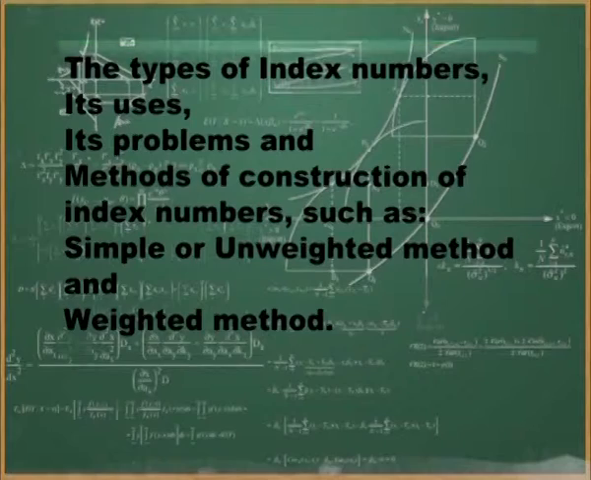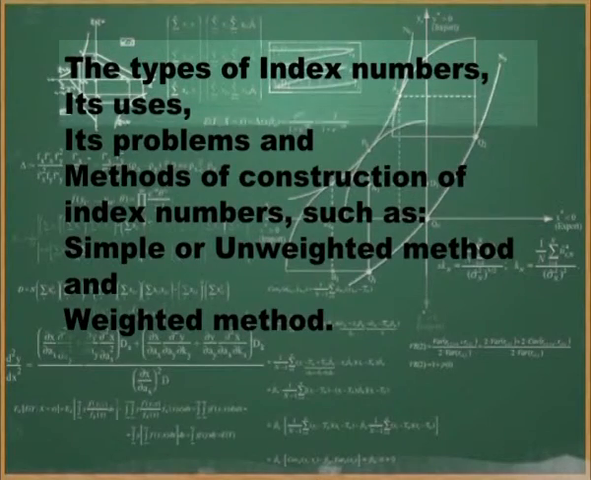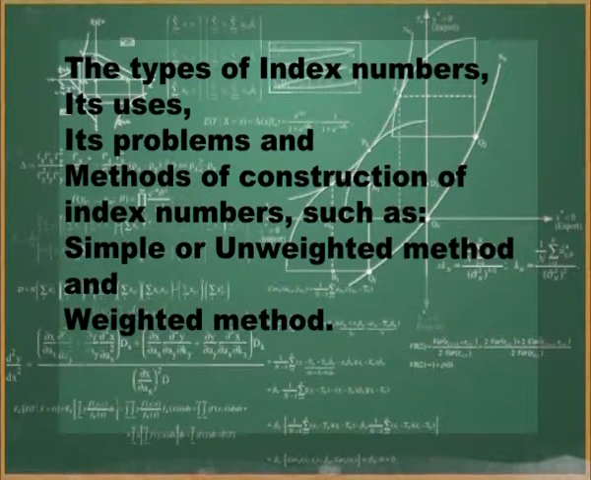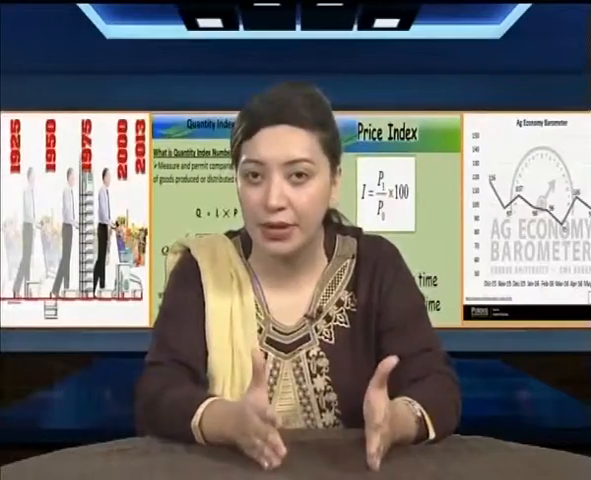So let's quickly revise what we have learned today in the chapter of index numbers. We have learned the types of index numbers, its uses, its problems, and methods of construction of index numbers, such as simple or unweighted method and weighted method. So that brings us to the end of today's episode. We are ending here the first part of the chapter on index numbers, and we'll see you again discussing our next part on index numbers very soon.